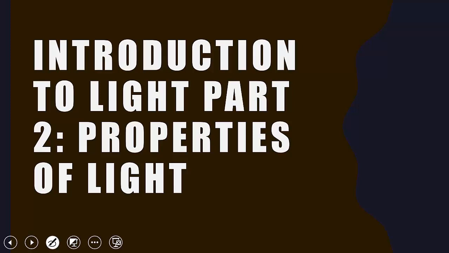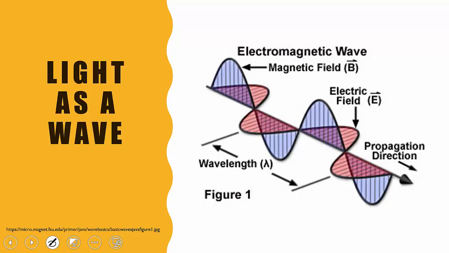Introduction to Light Part 2, Properties of Light. We're going to start exploring a little bit more what it is about light that's so important, what gives these different types of light their properties. Light travels as a wave.